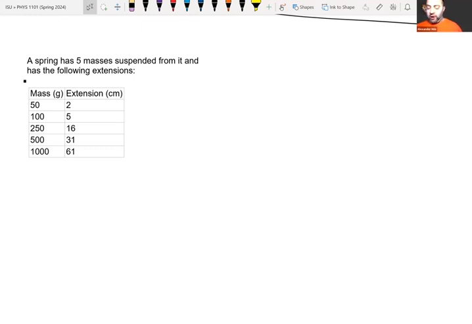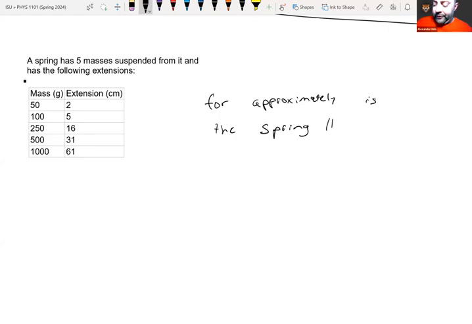60, or 1061. And then the question was, approximately, so a question you might be asked is, for approximately what extensions is the spring Hookean? Now, this is an interesting question, okay? Because the idea is that not all of these springs are going to be, they're not always going to be Hookean everywhere.